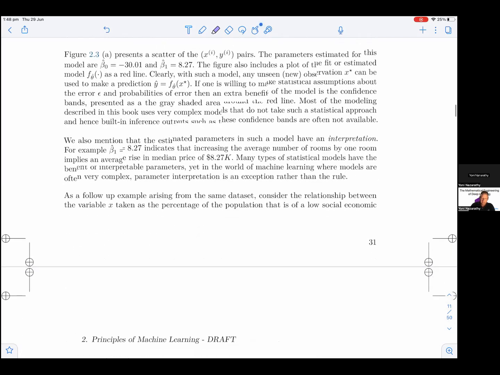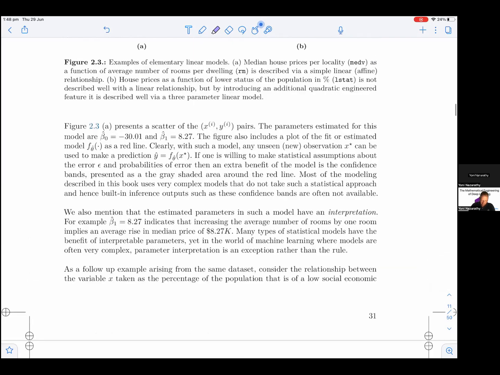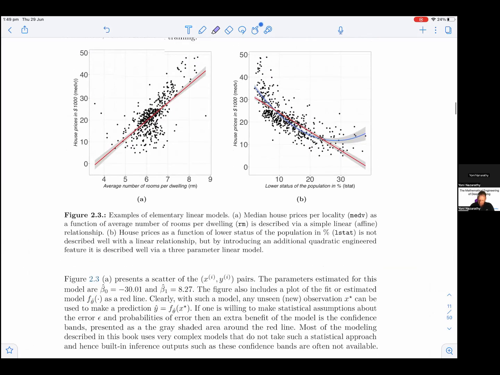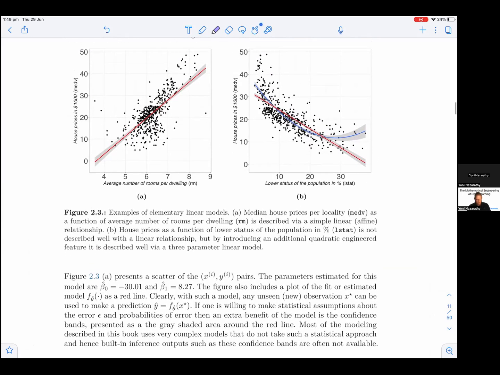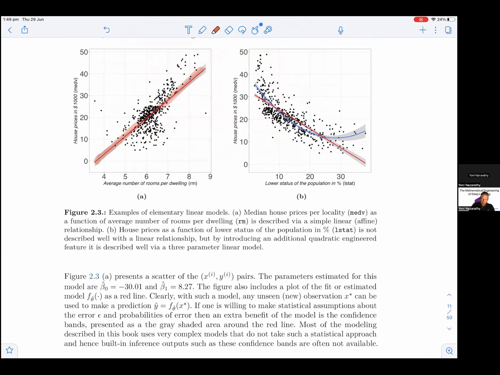Figure 2.3a presents a scatter of the xi-yi pairs. So that's 2.3a above here. The parameters estimated for this model are beta 0, which is about -30, and beta 1, which is about 8.3, both with hats. The figure also includes a plot of the fit or estimated model f sub theta hat as a red line. So you see in A, the red line, I'll highlight it here in red, that's this red line, and that's your estimate. That's a line resulting from beta 0 hat and beta 1 hat.